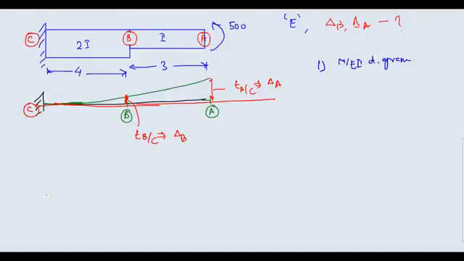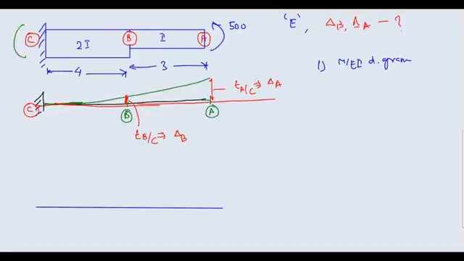The first step is you have to draw the M by EI diagram. So look here, I am drawing the M by EI diagram. Shear force is not required, just the M by EI diagram. First tell me what is the reaction here. Will we get any lateral reaction? No, because there is no vertical loading on the beam, so you won't get any reaction here.